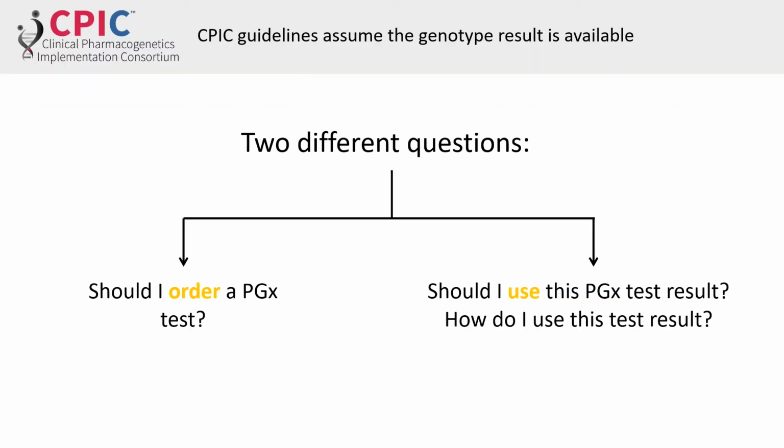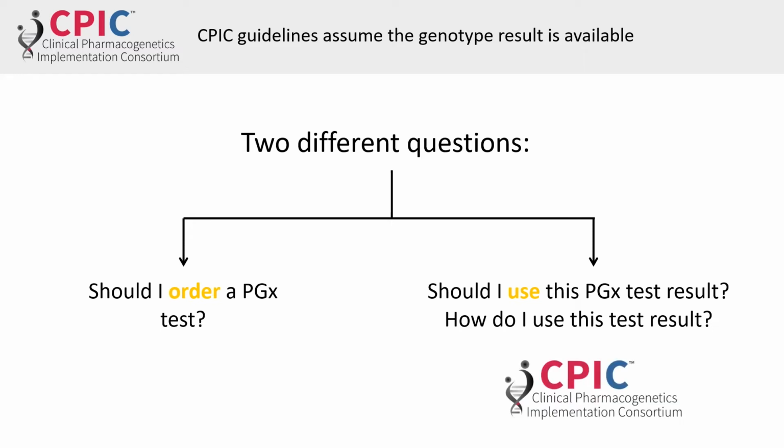So one thing you have to remember about CPIC, I think there's two questions when you're thinking about pharmacogenomic testing. One, should I order the PGX test? And the other really is, should I use this PGX test, and how do I use this result? And that is what CPIC answers.